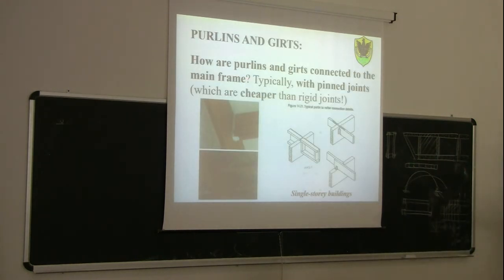Purlins and girts are typically connected to the main frame using pin connections. You see here different possibilities for the pin connection. So never with welded joints, because they would be too expensive.